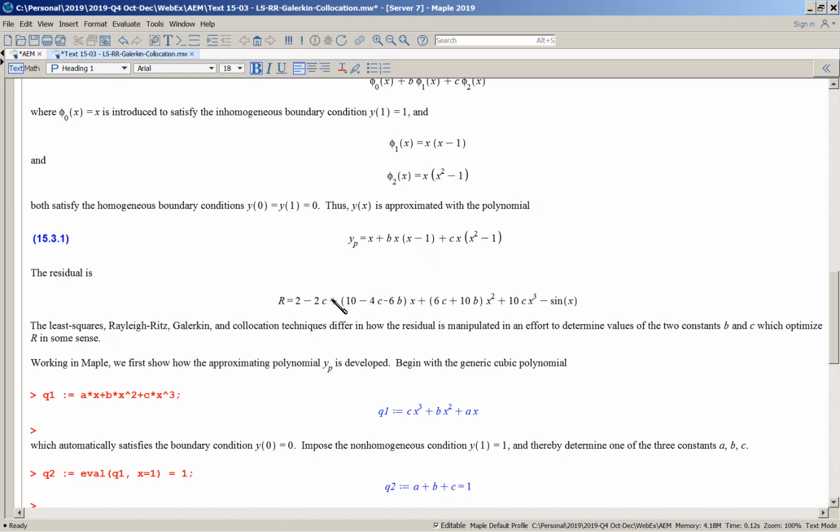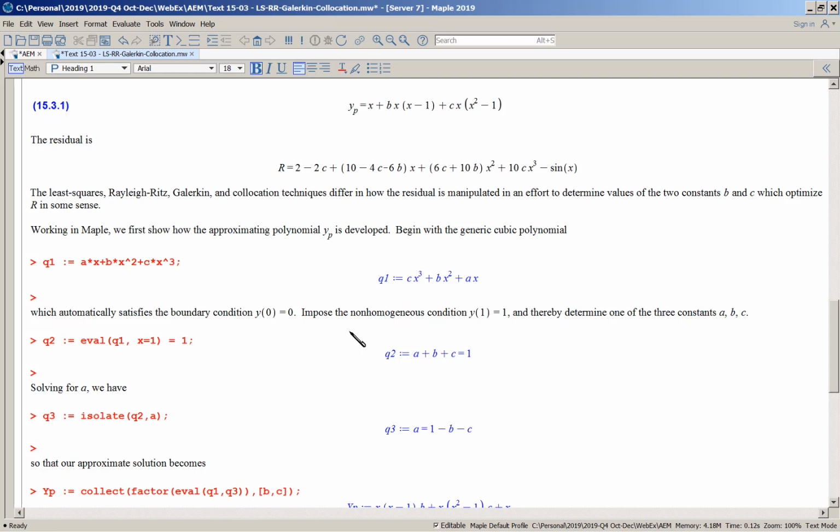So this satisfies the boundary conditions. Plug it into the differential equation. This is what results. If that came out to be 0, then this guess was perfect. It was right on the money, and you have a solution. But it's rarely that this will come out to be 0. So you would like to make this as close as possible to 0. Now, how would you do that? Well, you have 2 parameters, b and c. So you choose the 2 parameters to bring this residual as close to the 0 function as you can possibly get. And that's what the different methods do. They bring this to 0 in a different way. So the computations are worked out here in Maple.